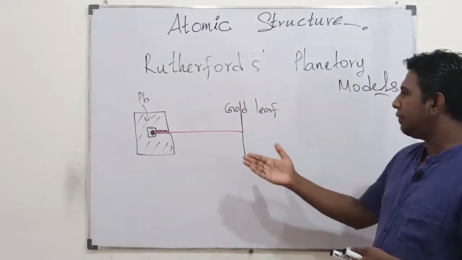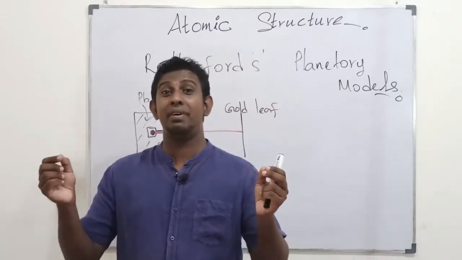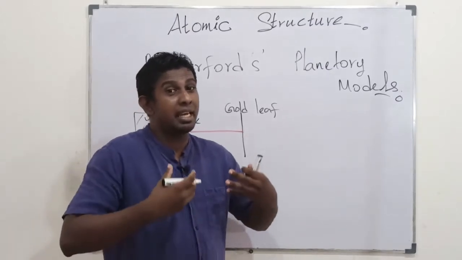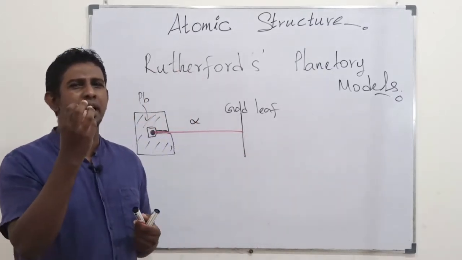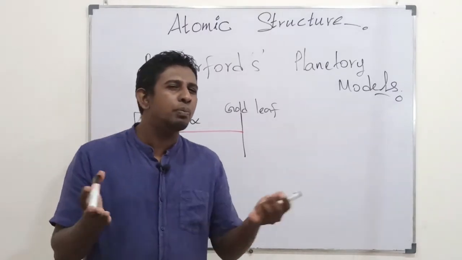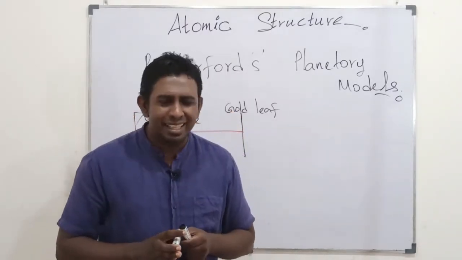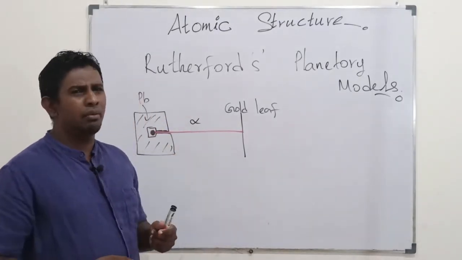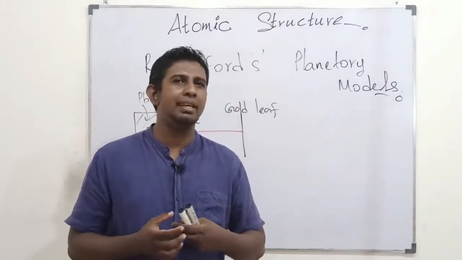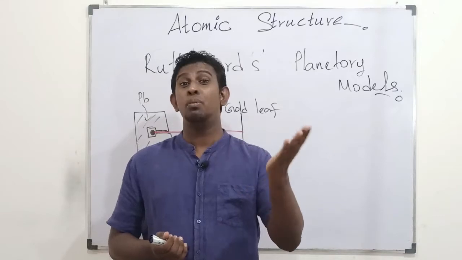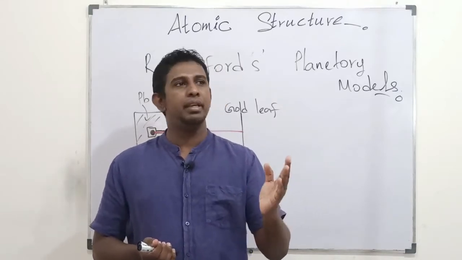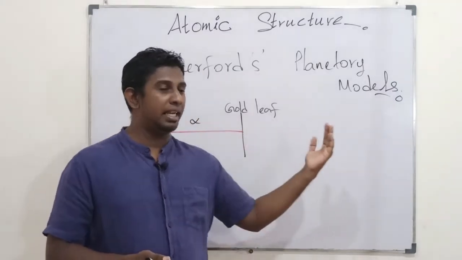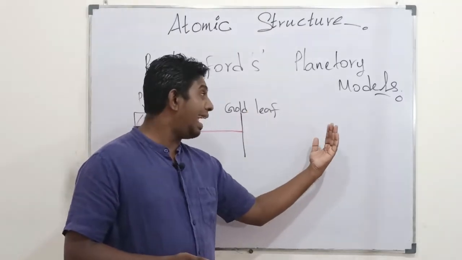So that is how you get alpha rays. You already know what alpha radiations are. Students, alpha radiations are high energy radiations, and each radiation particle consists of two protons and two neutrons. When you spot those alpha radiations on the gold foil, what Rutherford expected was that if Thomson's plum pudding model is true, then almost all alpha rays need to penetrate and go through the gold foil and spot there.